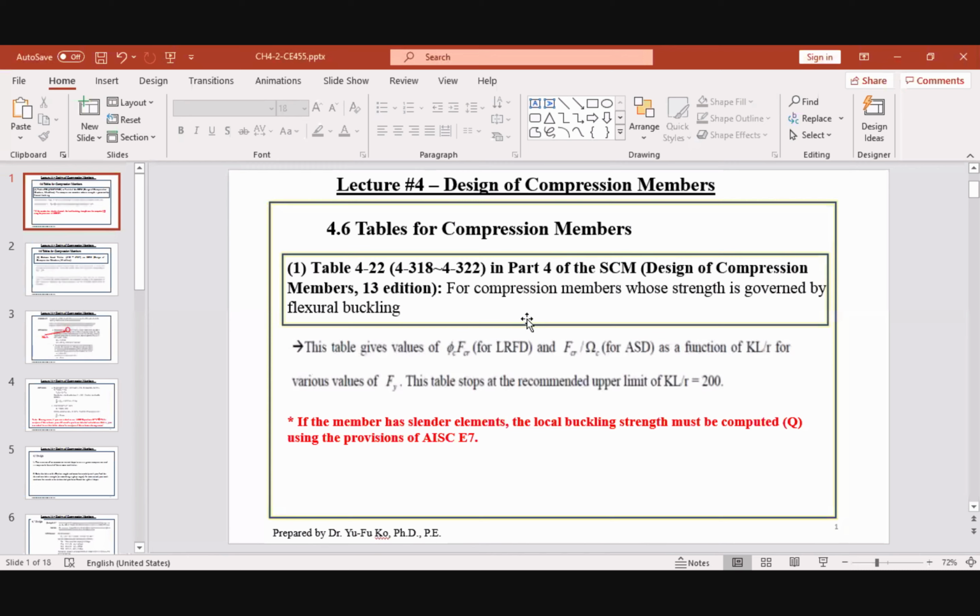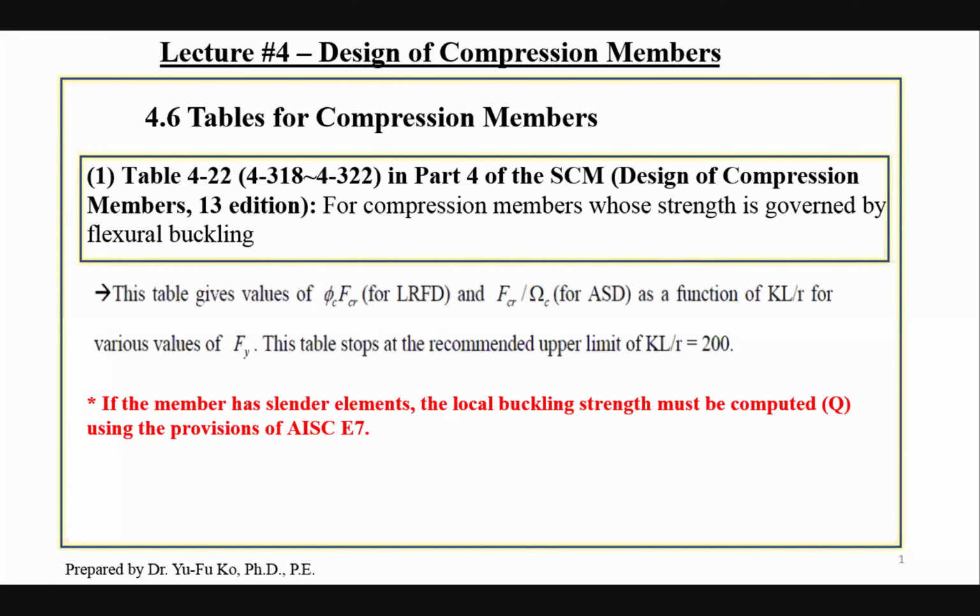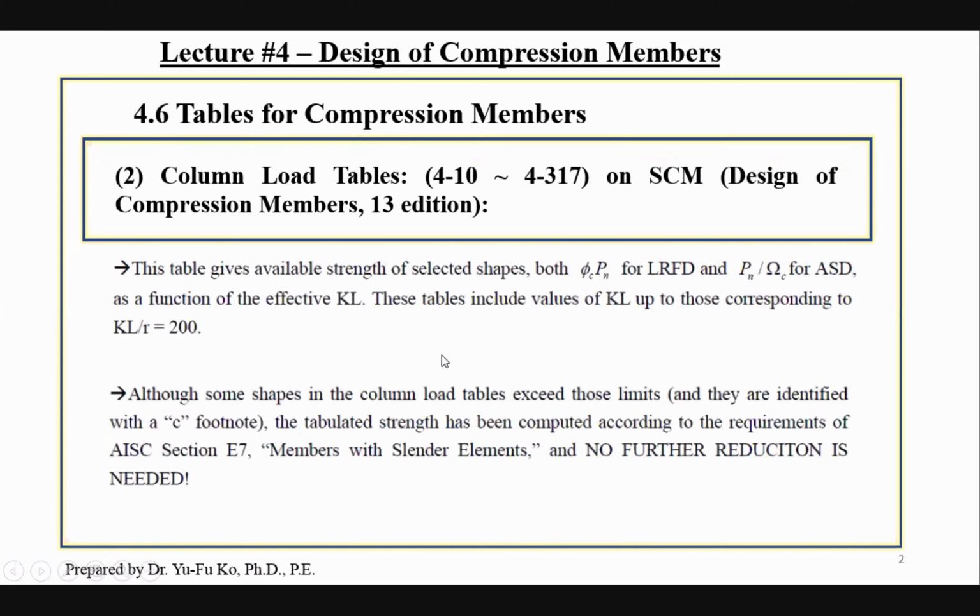So this is one of the column load calculation tables. Basically, this table calculates this value for you. So basically, that's the equation that we covered in the previous lectures. They just calculate this value for you and put it in the table based on different Fy and KL over r. Okay?